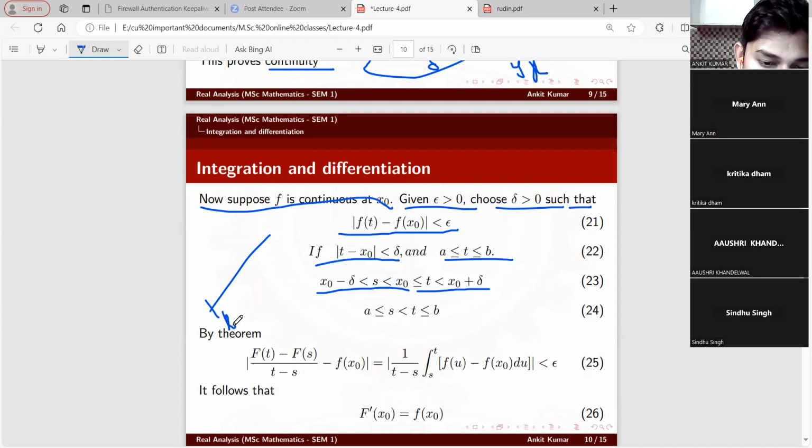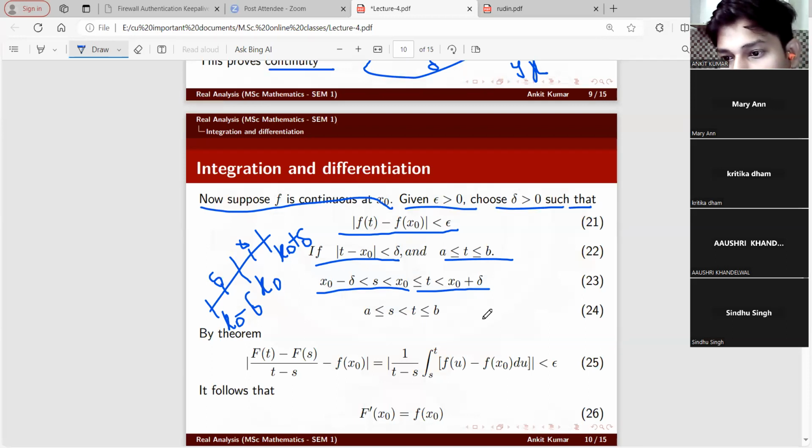Suppose this is a line. This denotes x naught minus delta, this denotes x naught, and this denotes x naught plus delta. Now here is some point s and here is some point t. So this is x naught minus delta. s lies between x naught minus delta and x naught, and t lies between x naught and x naught plus delta.